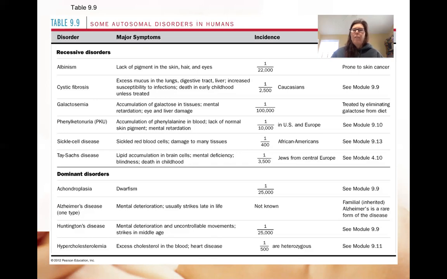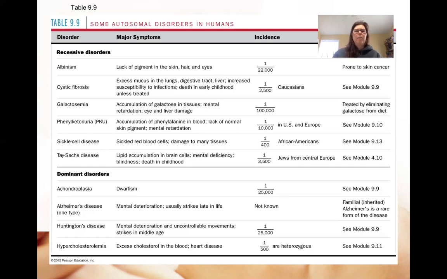And that one, again, if you eliminate galactose, so this one's very similar to PKU. So with PKU, it's not a sugar, it's an amino acid they cannot break down. And so this also accumulates into the bloodstream. So with both galactosemia and PKU, if you avoid those particular things in your diet, you will develop normally. So we need to be very careful with those. And then sickle cell disease.